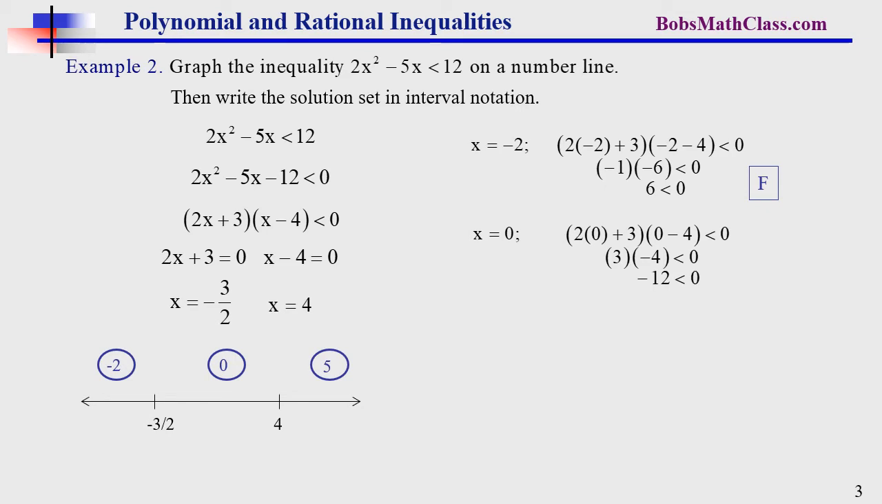And you get -12 is less than 0. That is true. -12 is less than 0. And last one, replace x with 5. So we're using the factored form, the 2x plus 3 times the x minus 4. And we're simply replacing x with 5. We end up with 13 is less than 0. That is false.